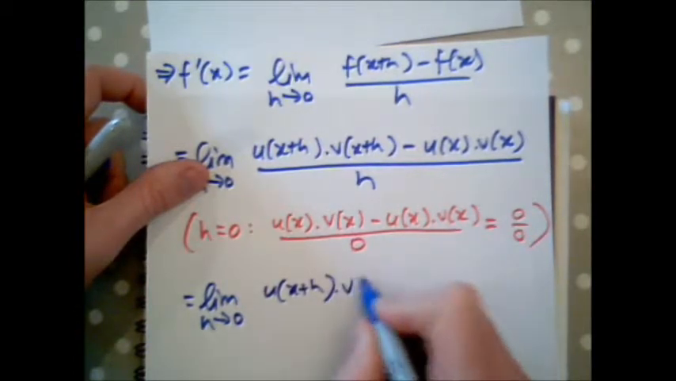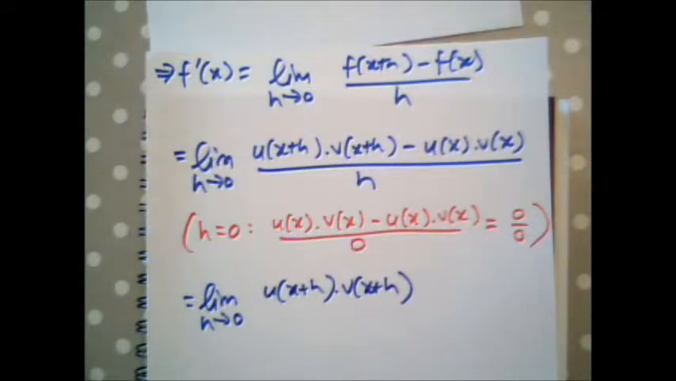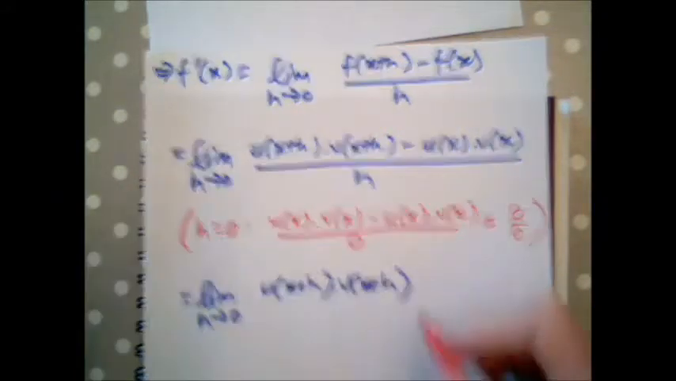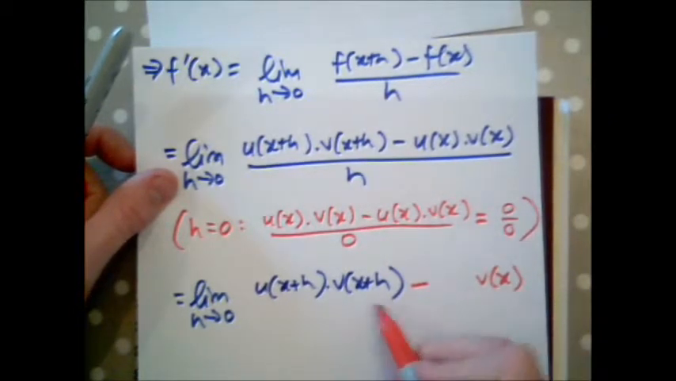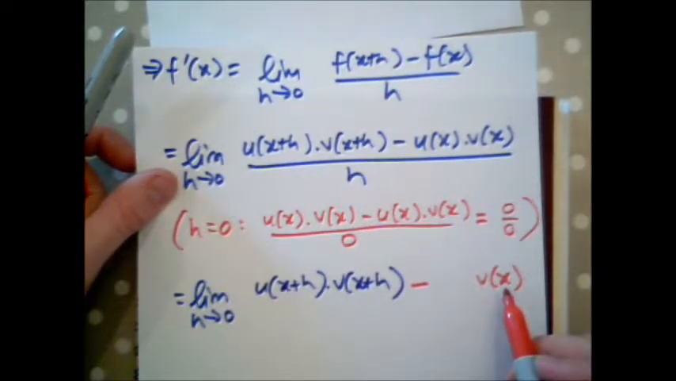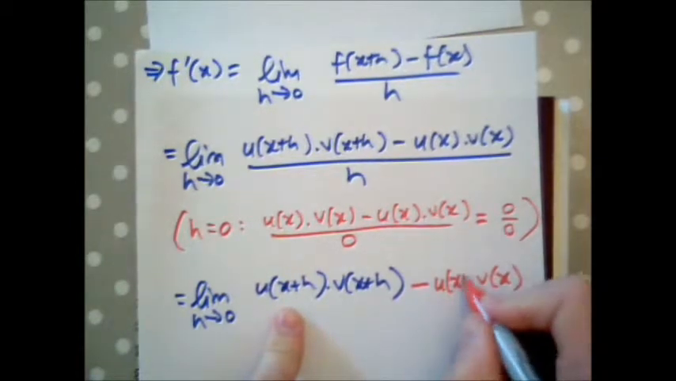What we're going to do is subtract the term here that's going to be helpful to us. So with v of x plus h, we want to be subtracting v of x, but we want to be able to factor out a common term, so we're just left with the v of x plus h and the v of x. So let's multiply this by u of x plus h.